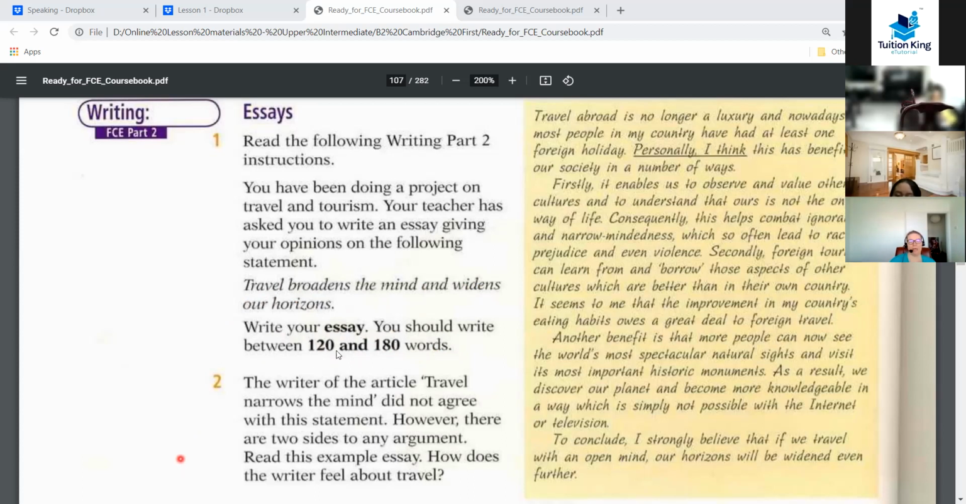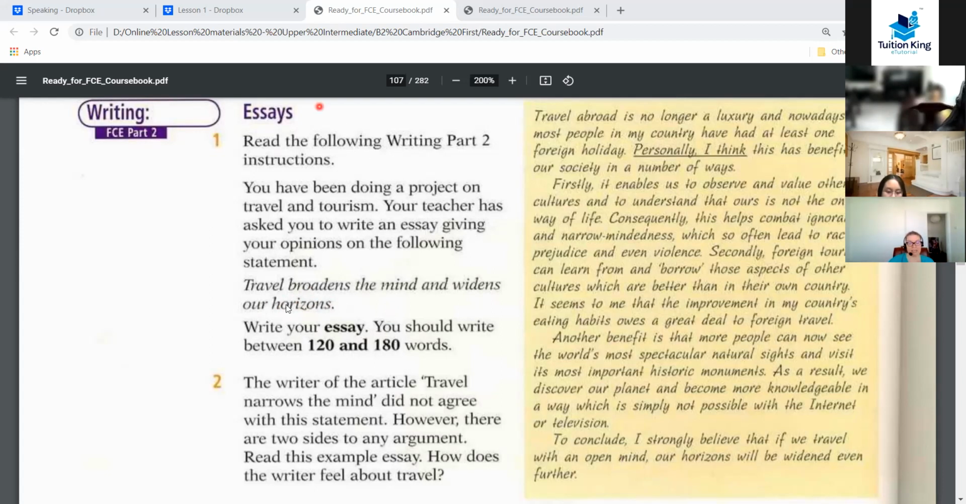Not really. No? Okay. So travel broadens the mind. So what that means is if you travel, it will increase your knowledge about different cultures, different traditions, different countries. And also it will increase your opportunities. So it widens your horizons. It means that you'll have more opportunities in life if you travel, because you'll learn about different countries and cultures and traditions and maybe a new language. And it widens your horizons, meaning your experiences, your opportunities will be increased or will be greater. Okay. Do you now understand? Yes. Yeah. Okay. Very good.